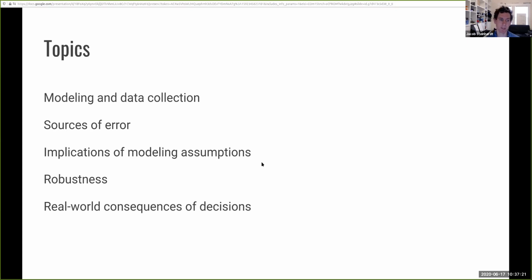And a really big focus is real world consequences of decisions. So thinking of a statistical or data science algorithm not just as a sort of abstract thing on a computer, but a thing that actually affects things in the world, and thinking about how that happens. And as a result of that, we also talk a lot about human context, so issues like fairness and privacy.